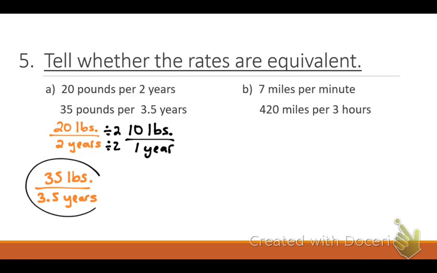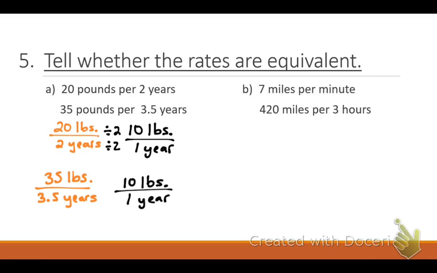How would I do this one? 35 pounds for 3.5 years. I divide it. Remember, take your numerator first, 35, then divide by the second number, 3.5. Guys, when you do that, what do you get? 10 pounds per 1 year.